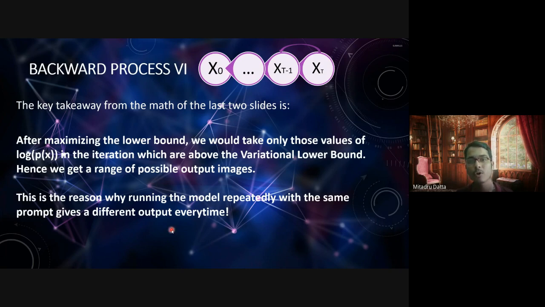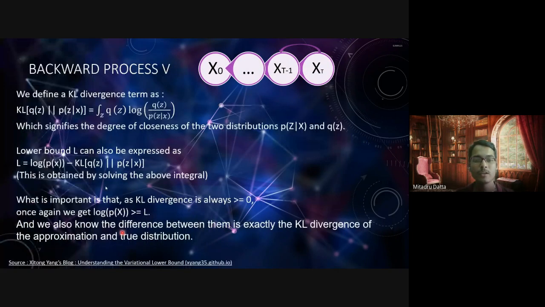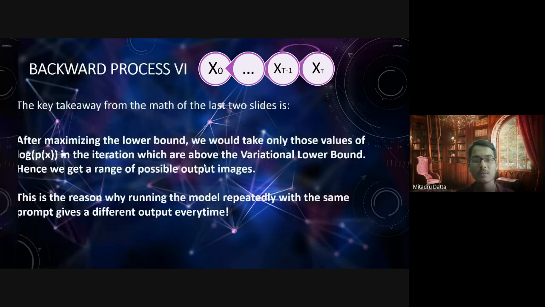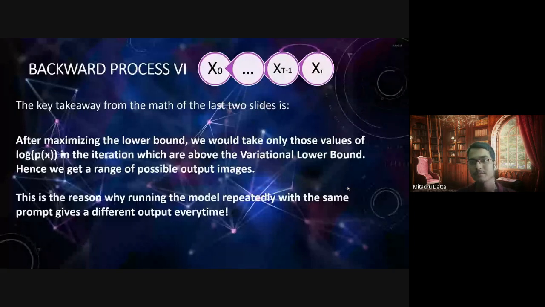So what the model is seeing is that log of p(x) should be greater than or equal to L, which should be something like a KL divergence term. It is getting a range of possibilities to land into the data manifold. So just that.